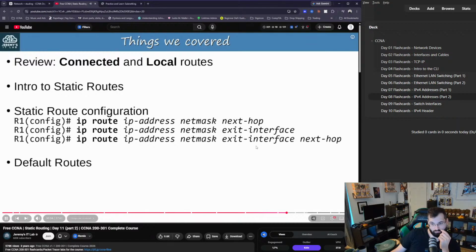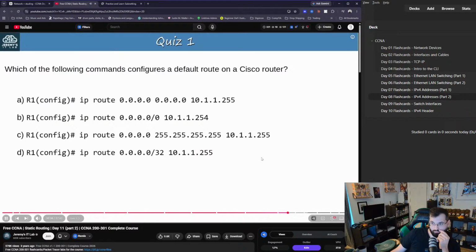Here's quiz question 1. Which of the following commands configures a default route on a Cisco router? Pause the video now to select the best answer. So it's got to be IP route 0.0.0.0 because that's the IP address destination. And then if that is the destination, then that means that this is the subnet because none of the bits are being taken up. And then this is our next hop.